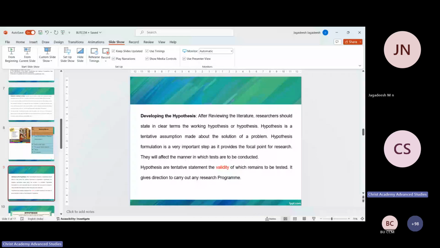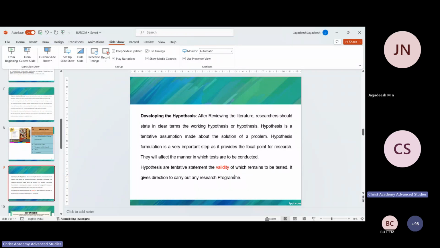So here, I have highlighted a word called validity. These statements have to be validated with the statistical test involved. In the further steps, I'll be talking about testing of the hypothesis. At this stage, you have to know developing the hypothesis.